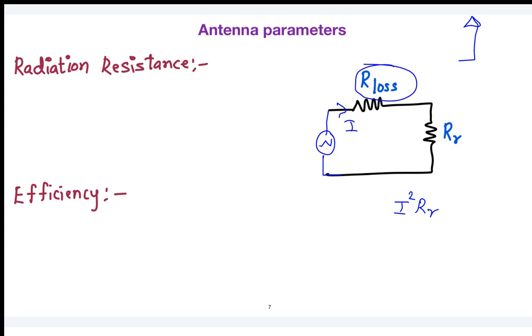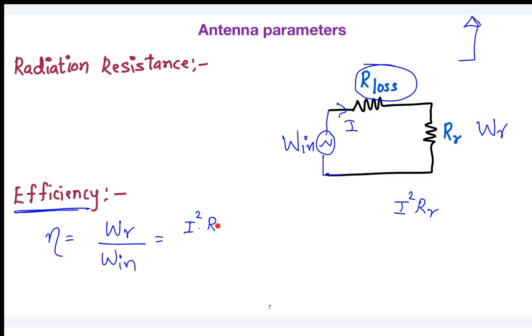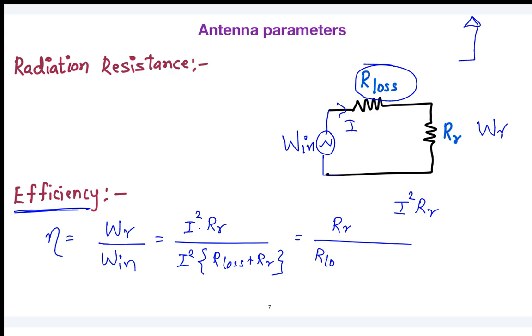I can define efficiency like this. Let this be my input power from the source, and the output radiated power is W_R. Efficiency is the ratio of radiated power divided by the total input power fed to the circuit. The radiated power here is I² times the radiation resistance, divided by the input power, which is the power loss across this resistance and this one, so I² times the loss resistance plus radiation resistance. So the efficiency is the radiation resistance divided by the loss resistance of the antenna plus the radiation resistance.